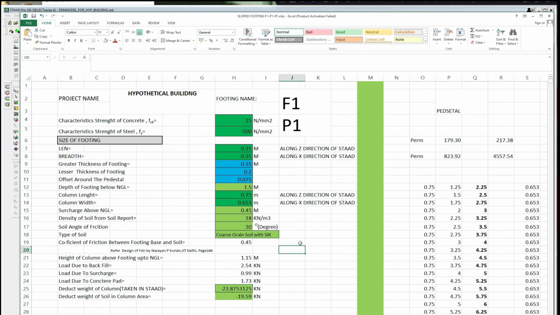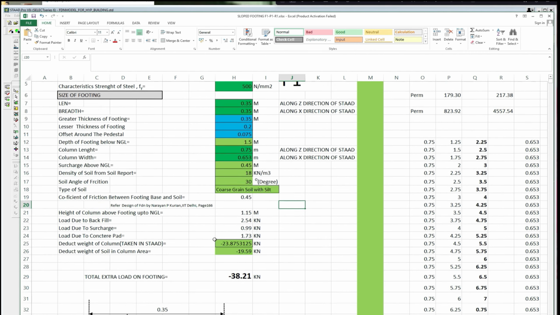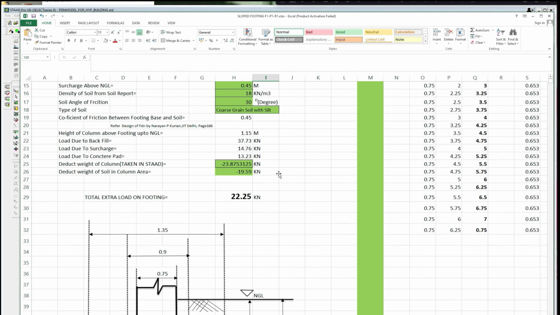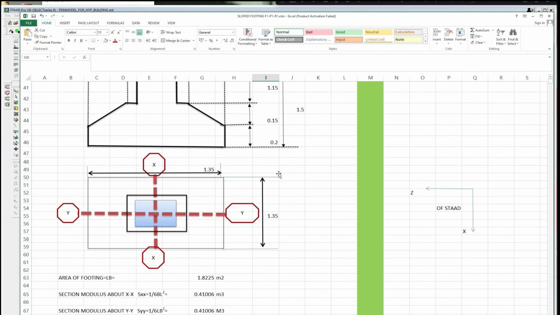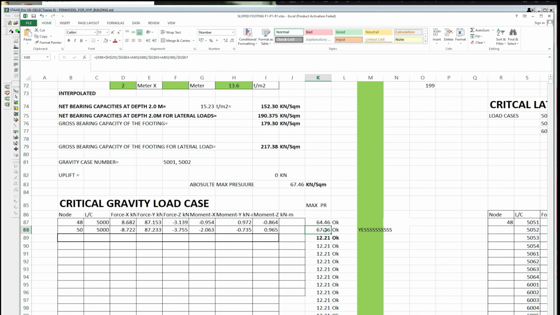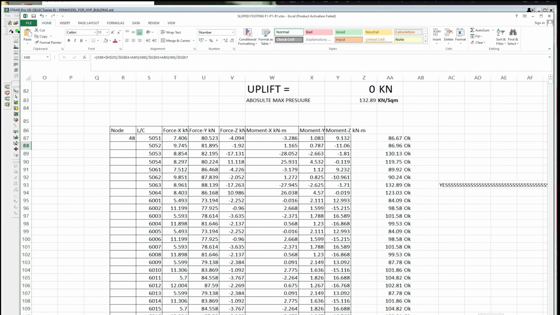Now we can see these are 1.35 by 1.35. So 22 kilonewton of extra load is there above the footing. You can see this is the critical load. Now here also this is the critical load.